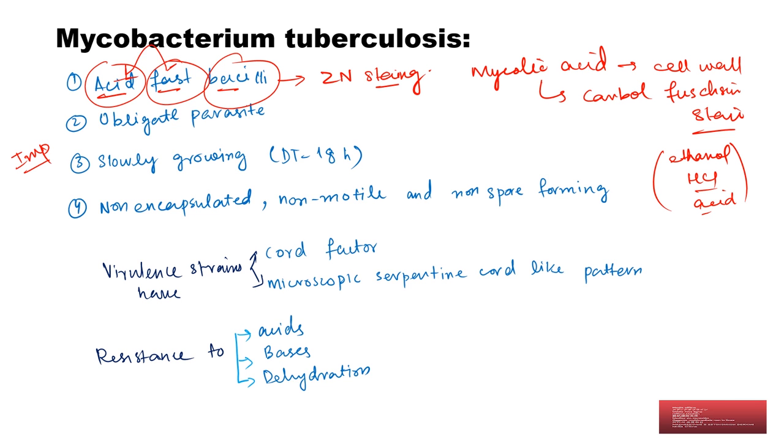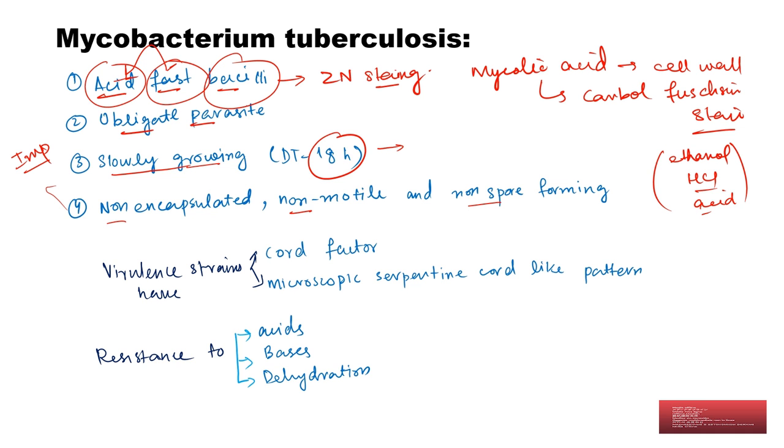The second point is that it is an obligate parasite. The third point is that it is very slowly growing, having a doubling time of about 18 hours. It is non-encapsulated, non-motile, non-spore forming. So these are some of the important points regarding Mycobacterium tuberculosis.